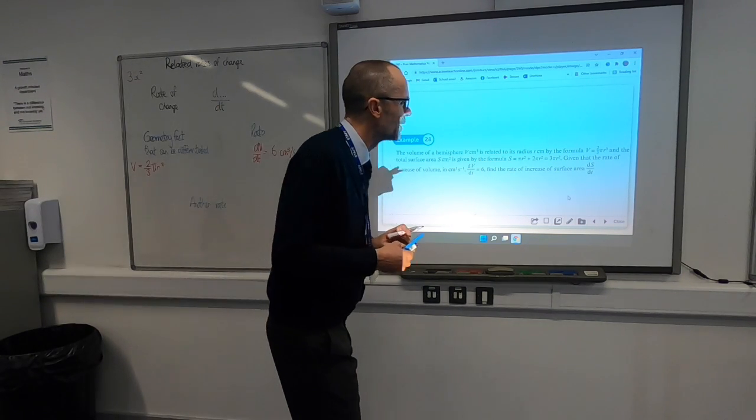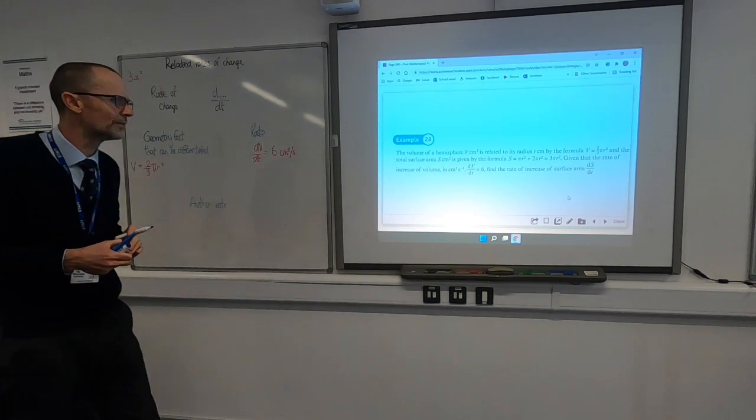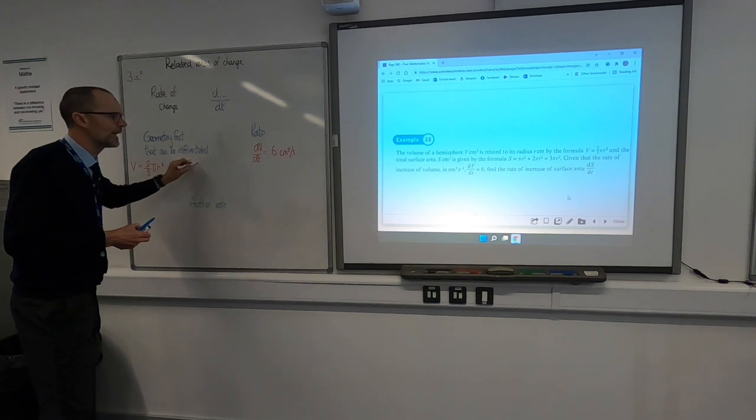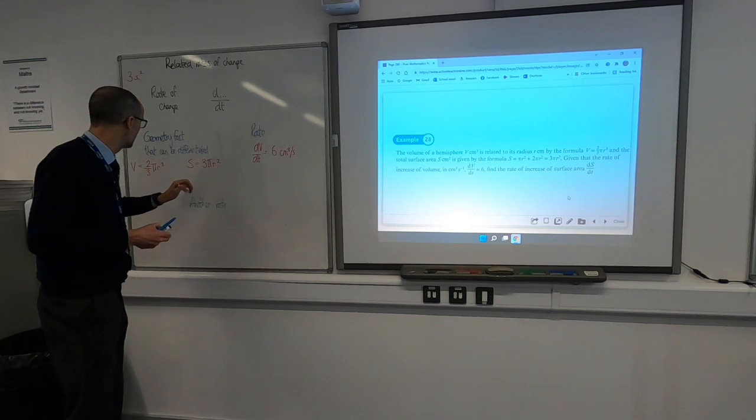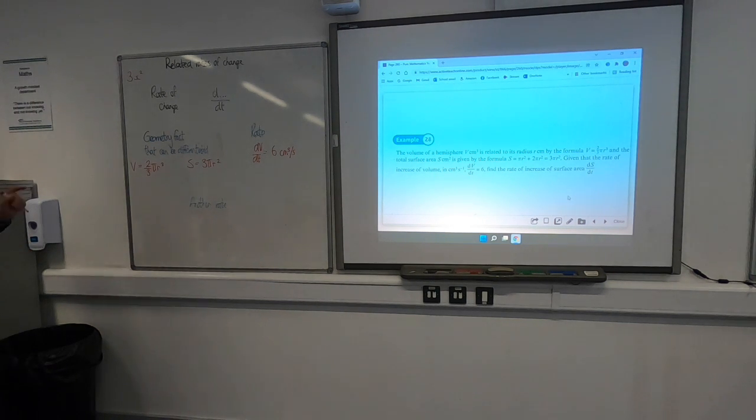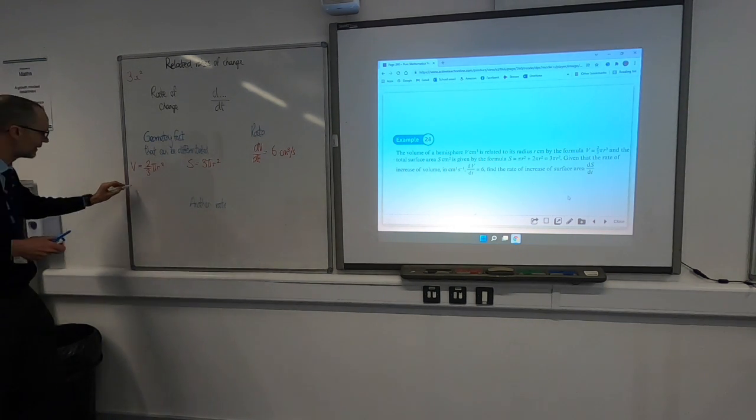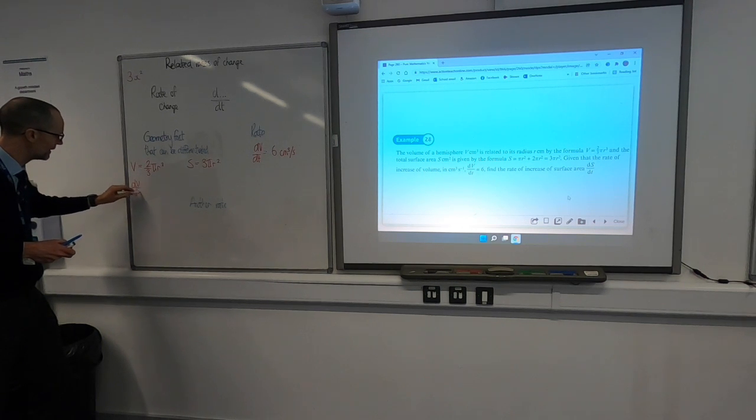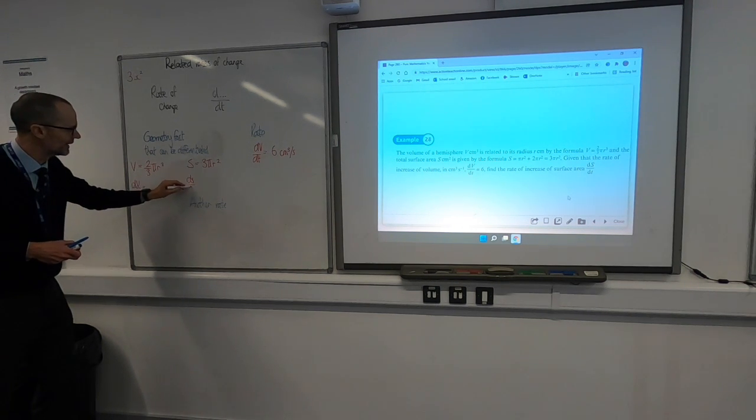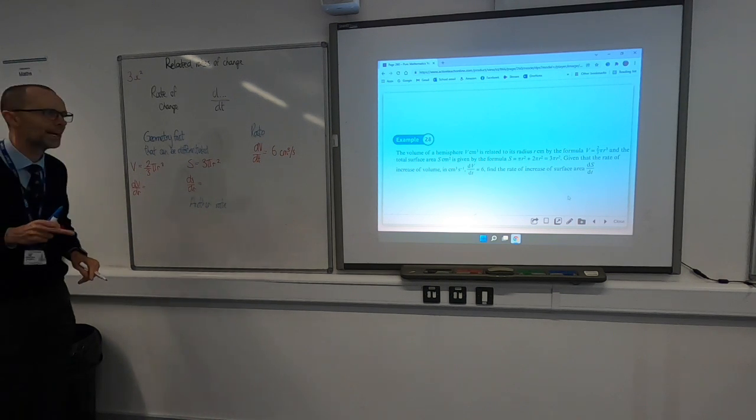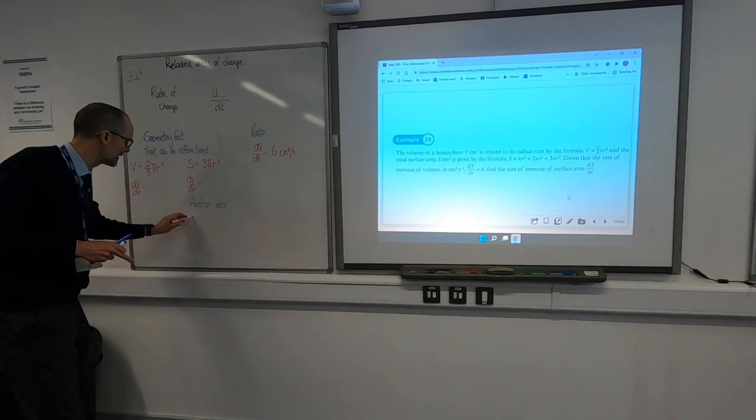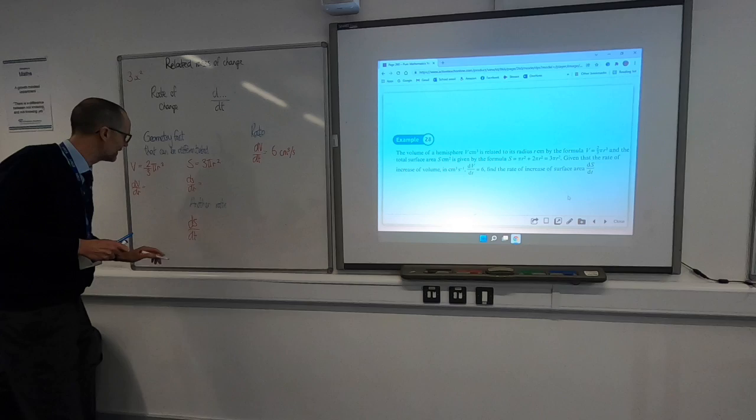Volume is 2/3 pi r cubed, if you can't read that, and surface area is 3 pi r squared. Remember, in both of those expressions, r is the variable. 2/3 of pi and 3 pi are constants. So I'm going to differentiate that, or you're going to differentiate that for me. I'm going to differentiate that. And I'm being asked to work out dS by dt.